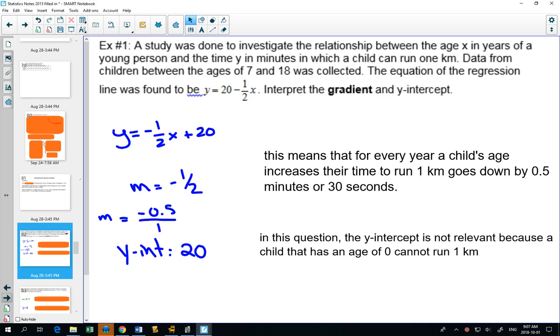The y-intercept, okay, not really relevant in this case because a child at an age of 0 can't run 1 kilometer. But if it was relevant, they could apparently do that in 20 minutes, which would be very interesting to see.